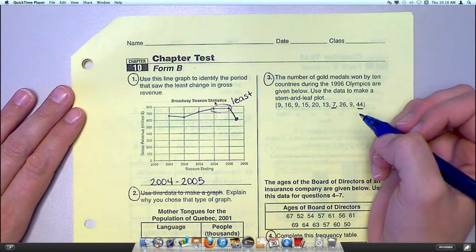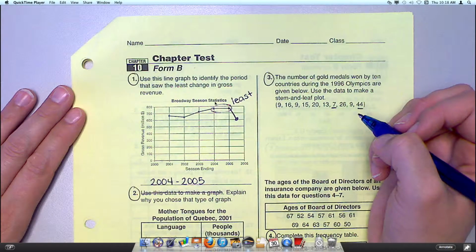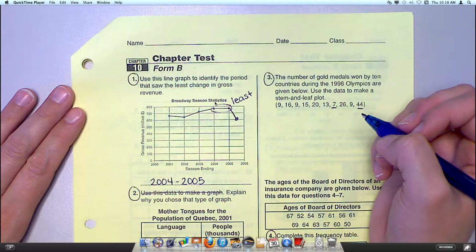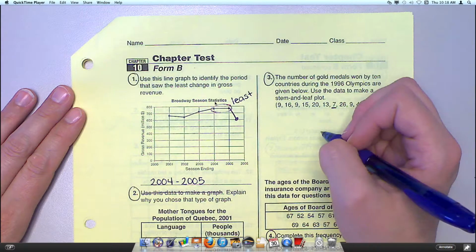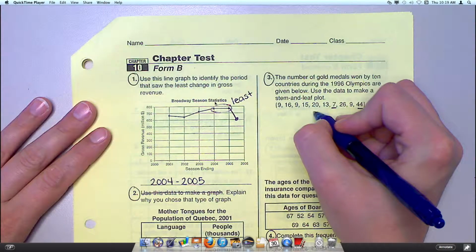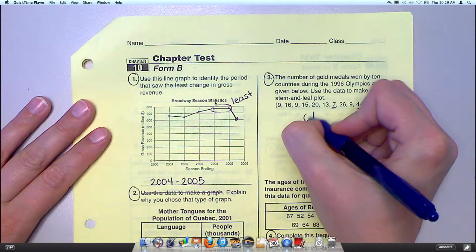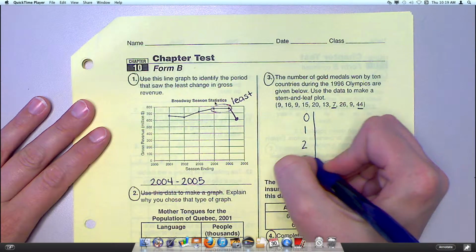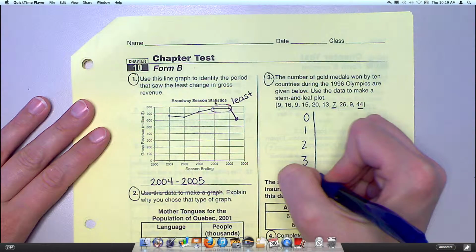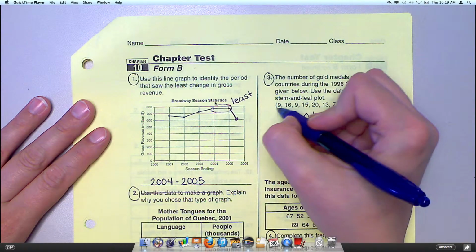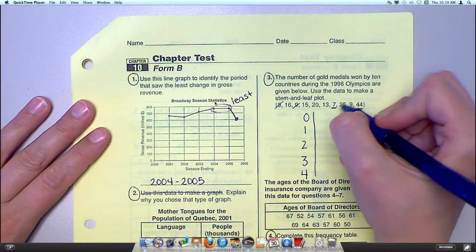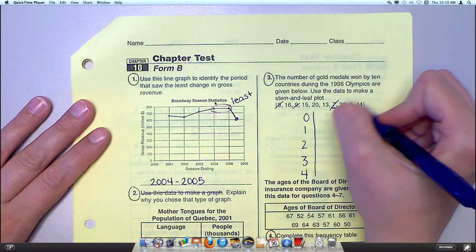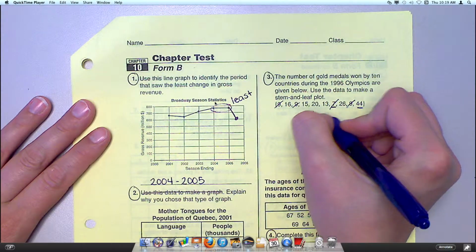So our stems need to start at what? 0, because we need a stem of 0 for the 7 and the 9. So we want to go from 0 to 4. And with the 0, we're going to put the 9, the 7, and the other 9. And remember, they do need to go in order. So I did a 7 and 3 9s.